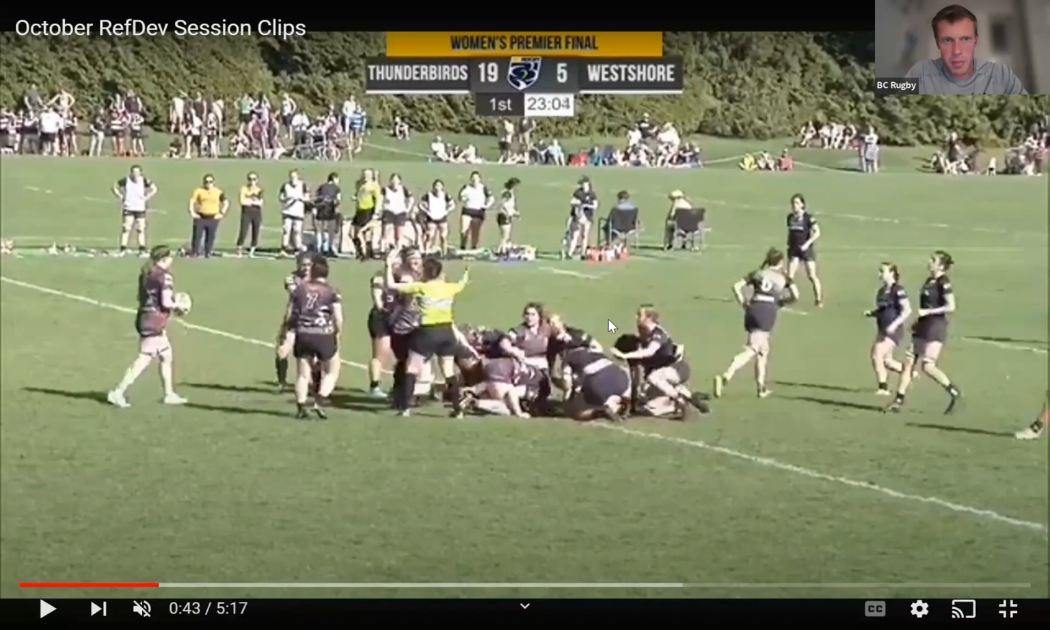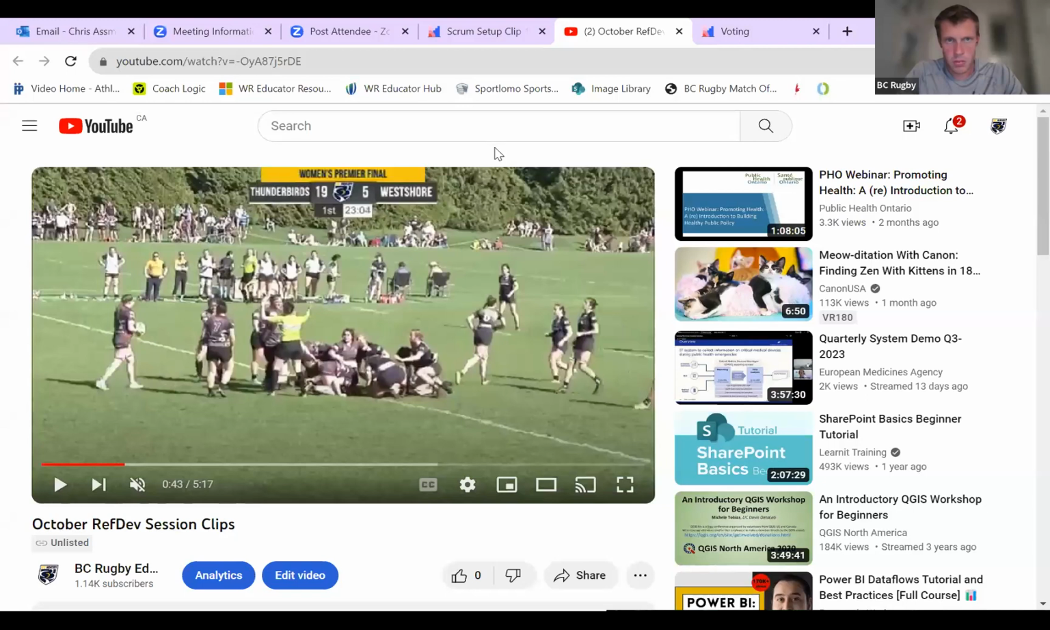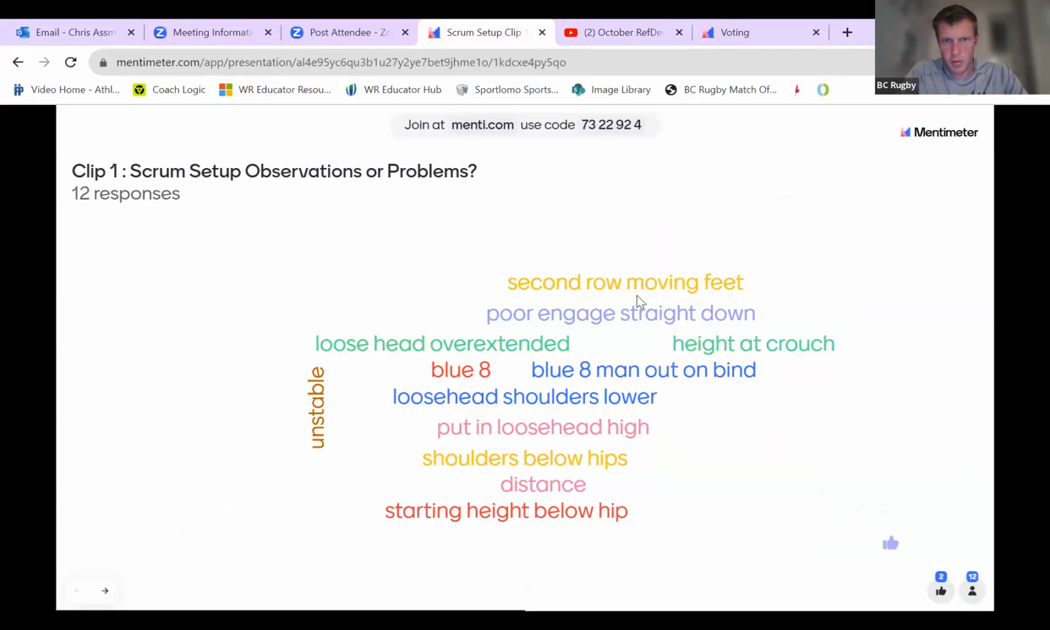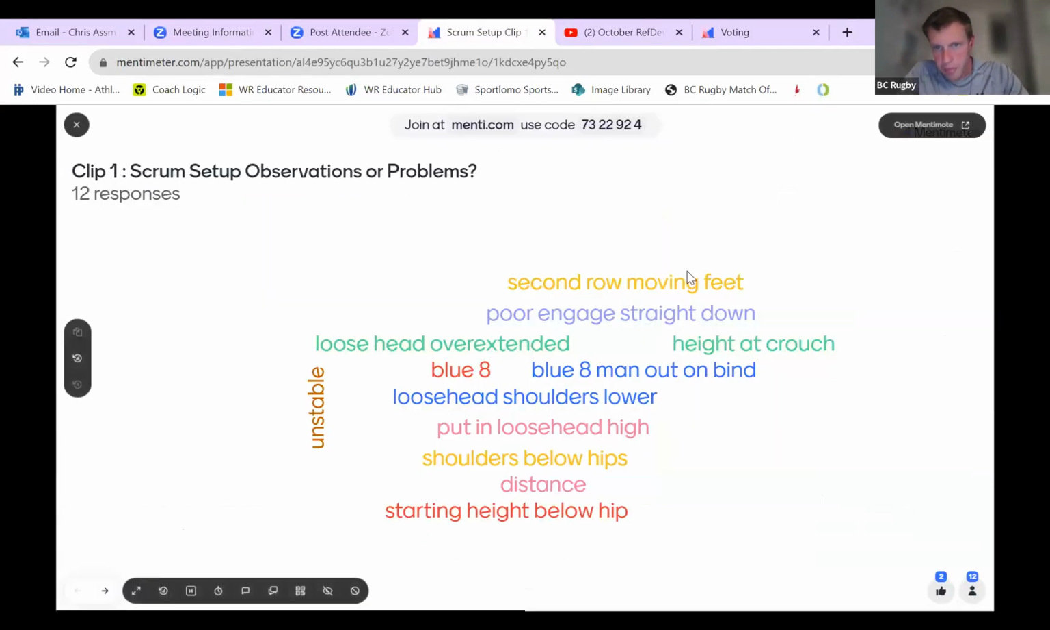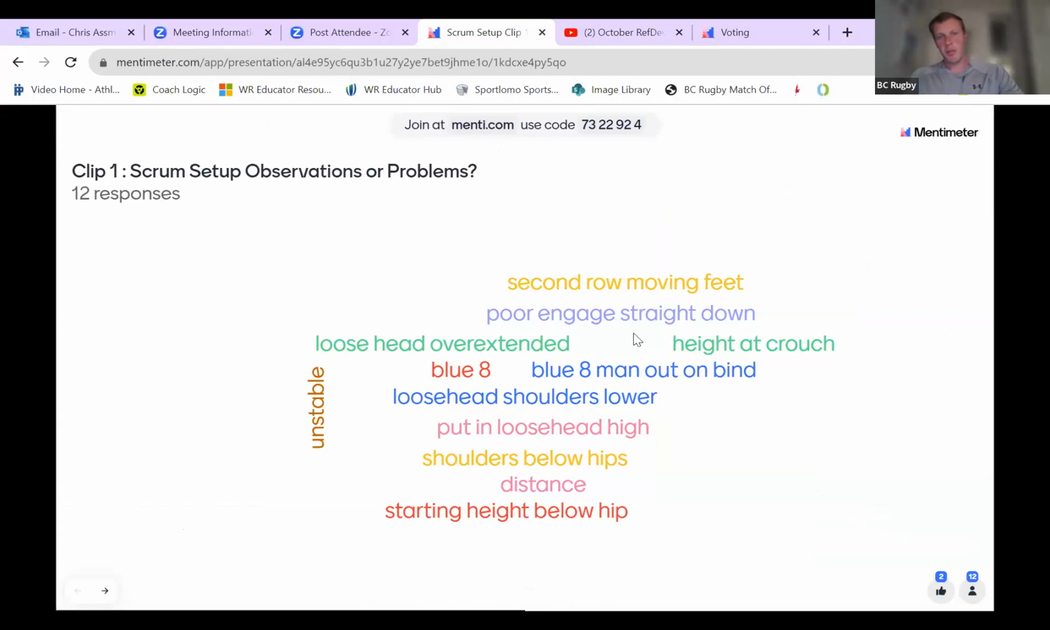And I'll flash up on the screen just some of the things we said initially. So we had a lot of differences of opinion in terms of the problem, but the one thing we had all in common was the setup of the scrum didn't lead to stability. And we actually ended up with a free kick as well. So let's move to the second clip.